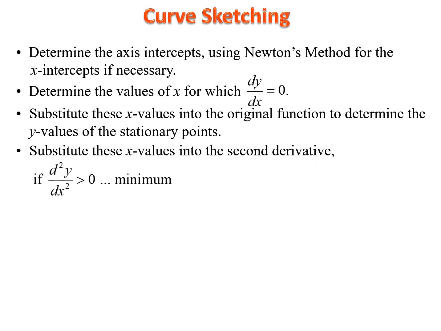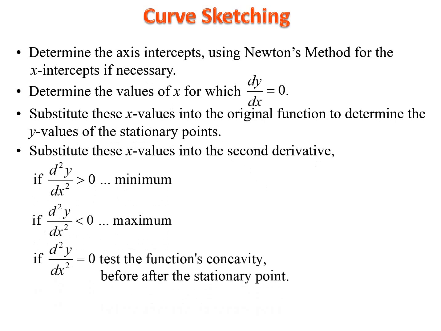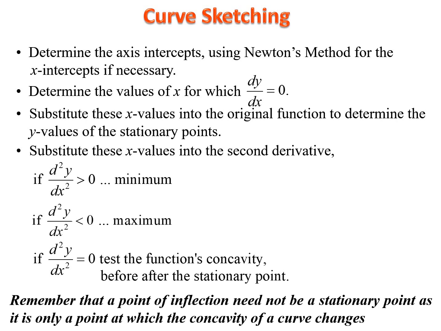If the second derivative is greater than 0, then that means a minimum because it's concave up. Less than 0, maximum. But thirdly, if it's equal to 0, it doesn't give you enough information. So you have to test the function's concavity before and after the stationary point. Remember that a point of inflection need not be a stationary point, as it's only a point at which the concavity of a curve changes.